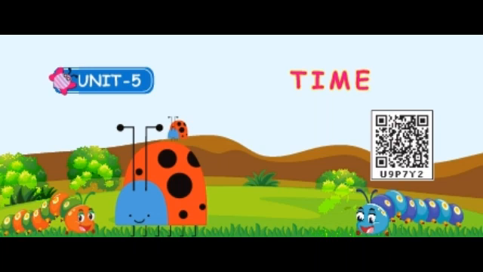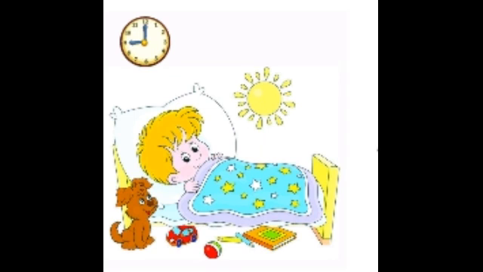So now I will show you some pictures. A small child is doing some activity. See, in the first picture, a son is lying on a bed. Near the bed, a dog is there, toys are there, a note, pen, pencil, everything is there, as well as the sun, and the clock. What time is it showing? 9 o'clock.